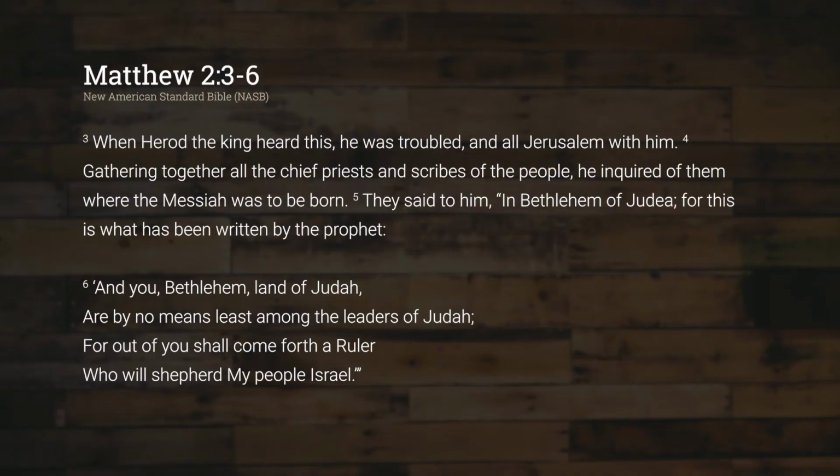When Herod the king heard this, he was troubled, and all Jerusalem with him. And so he gathered together all the chief priests and the scribes of the people. He inquired of them where the Messiah was to be born. And they said to him, he will be born in Bethlehem of Judea, for this is what has been written by the prophet. "And you, Bethlehem, land of Judea, are by no means least among the leaders of Judah, for out of you shall come forth a ruler who will shepherd my people Israel." And so in this section, you can feel the complications develop. These men have come a long way.